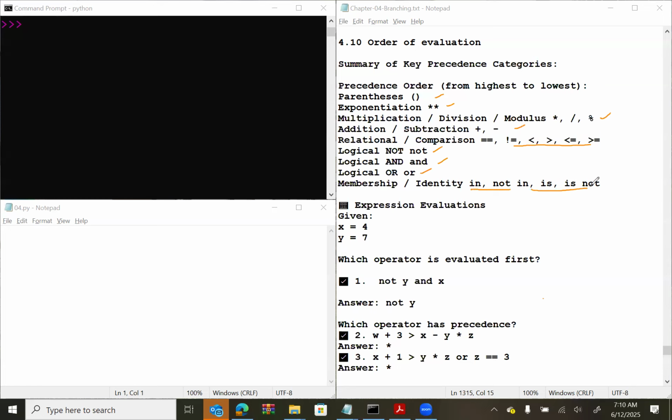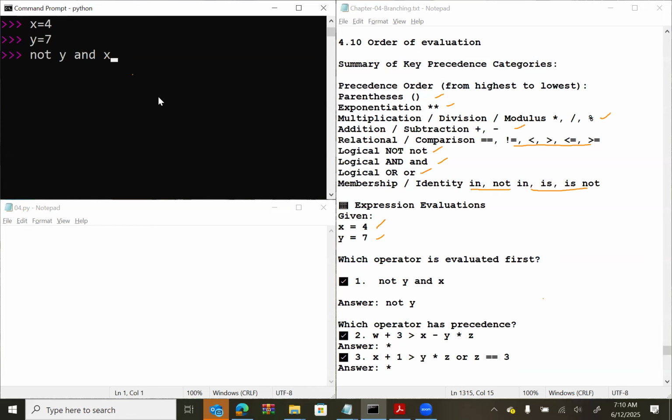So we have the expression x is equal to 4 and y is equal to 7. Let me try here. x is equal to 4, y is equal to 7, and I'm saying not y and x. Now tell me which one will be solved first and which one will be solved second.